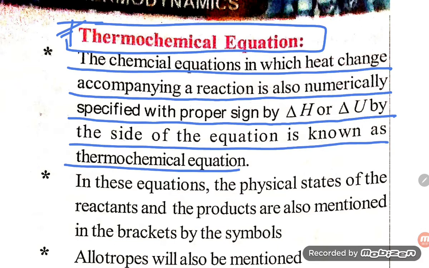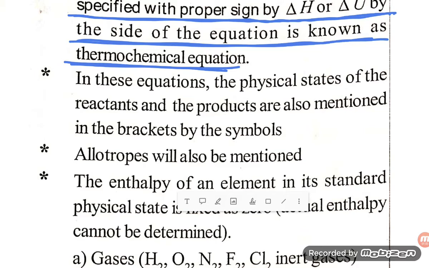Again, read out the term. The chemical equation in which heat change accompanying a reaction is also numerically specified with the proper sign of delta H and delta U by the side of the equation is known as the thermochemical equation. So, any reaction where heat is evolved or released is known as what? Thermochemical reaction.